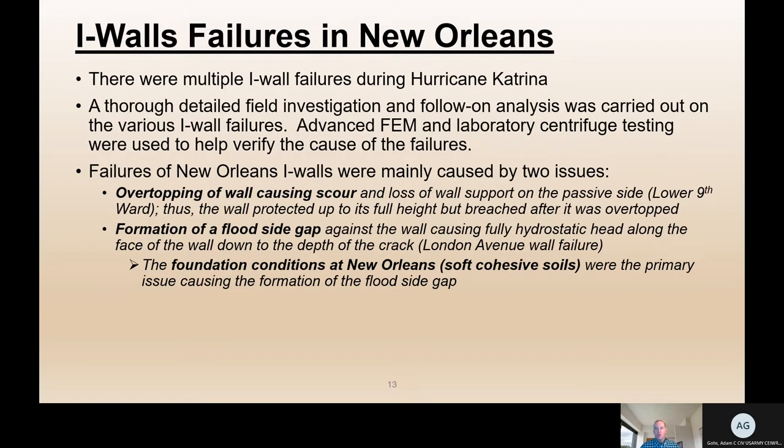Then the formation of the floodside gap is the second point, and those were walls that failed prior to being fully loaded, such as 17th Street Canal and the London Avenue Canal. The floodside gap occurred because the soft materials on the land side compressed and the wall moved laterally towards the land side, and full hydrostatic head reached the bottom of the sheet piling, causing the flood wall to fail.